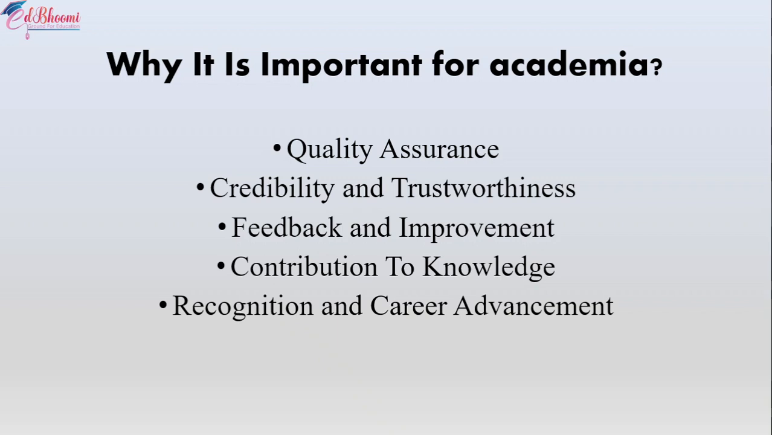Starting with quality assurance, peer review serves as a quality control mechanism, ensuring that only high quality, rigorously researched and methodologically sound work is published. By subjecting research to the scrutiny of peers, the likelihood of errors, biases, or inaccuracies being overlooked is minimized. Credibility and trustworthiness: peer-reviewed publications carry a stamp of approval from experts in the field, enhancing their credibility and trustworthiness. Scholars can have confidence in the validity and reliability of research findings that have successfully passed through the peer review process.